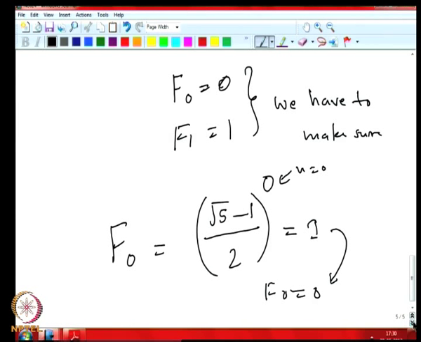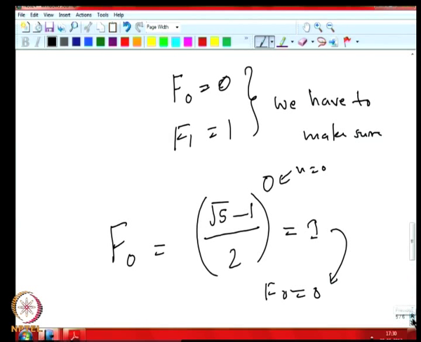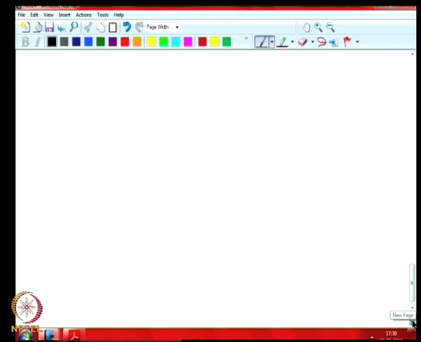So then what can we do? We have to somehow adjust, we have to make sure that the initial values are also satisfying this thing. Otherwise what happens is, it is true that if I take Fn equal to q to the power n, that will satisfy the recurrence relation, but it will not give the Fibonacci sequence, because of the initial values.